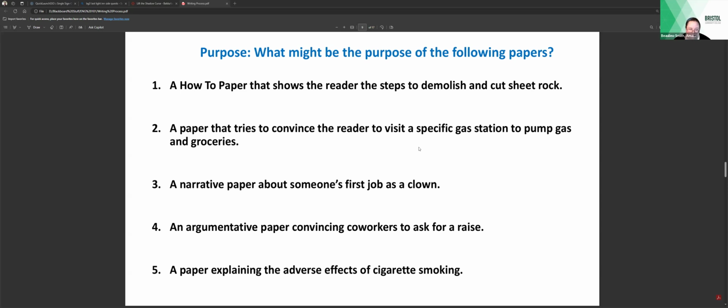5, a paper explaining the adverse effects of cigarette smoking. This is actually inform. If we're just focusing on the negative effects without saying you should stop smoking, this is actually just going to be a paper that just informs the reader about the risks. Now, if I started talking about this is the reason why people should not smoke, then I've made it into a persuasive paper. But if I'm just focusing on the negative effects, that is to educate and inform.